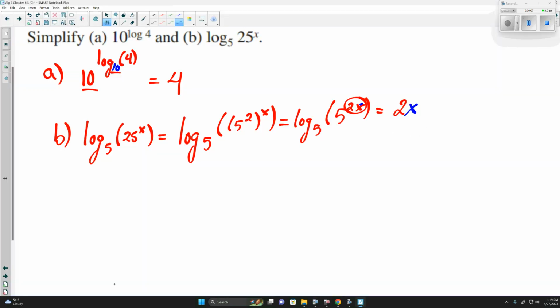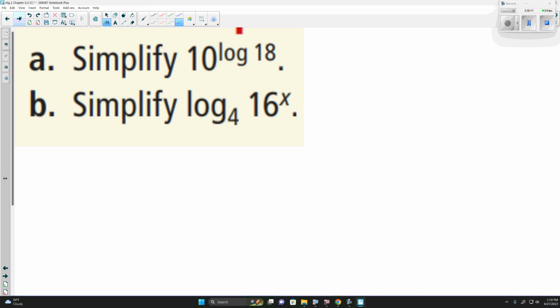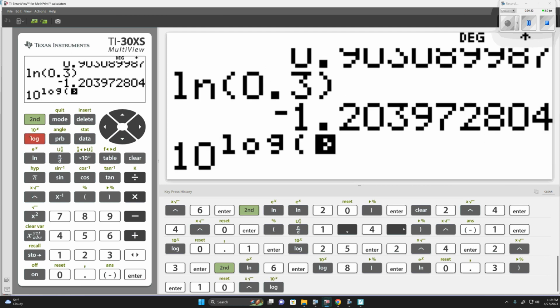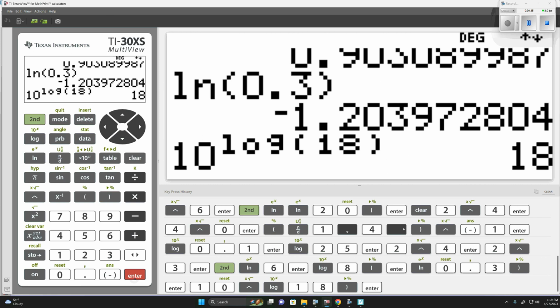Now we'll look at a few more of these so we can kind of see how this works. Simplify 10 to the log 18. Yep. Since the base is 10, we have 10 to the log base 10 of 18. And since there's not a variable in sight with this one, 10 to the log of 18 is 18.